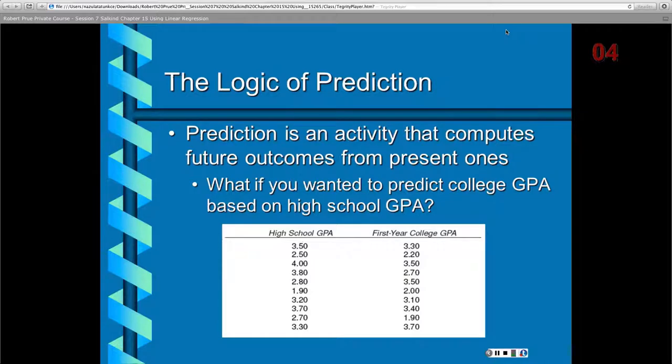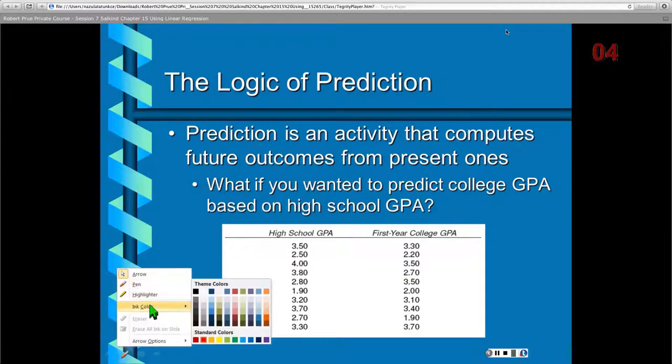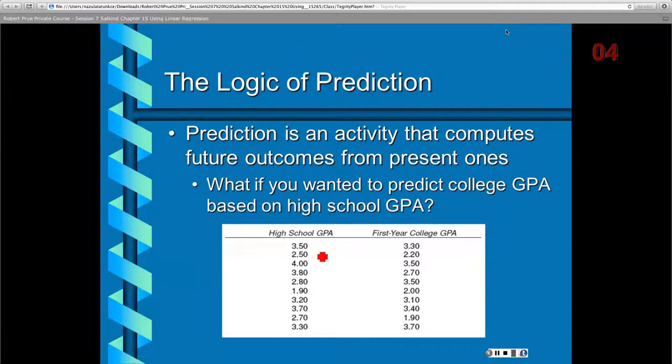So Salkind has an example in the book that we'll go through, and it's pretty straightforward. It's predicting college GPA from high school GPA. And a lot of us would think, well, that's really a no-brainer. People who have higher GPAs in high school tend to have higher GPAs in college. And we know that from our common sense, if we happen to have common sense. Hey, where did my pencil go?